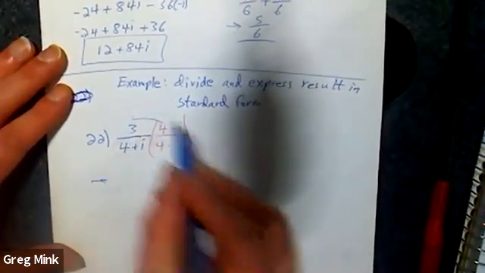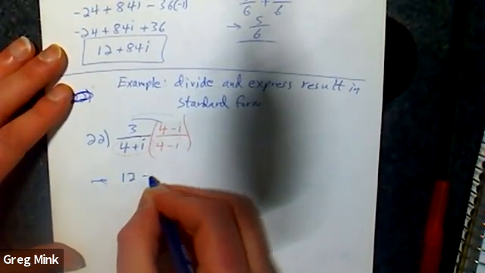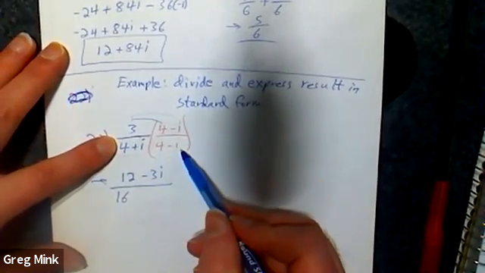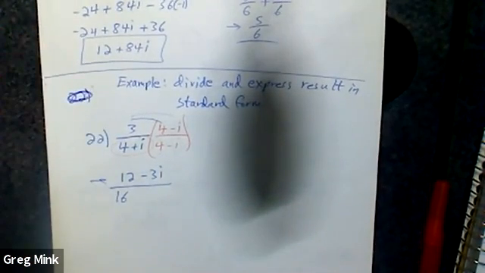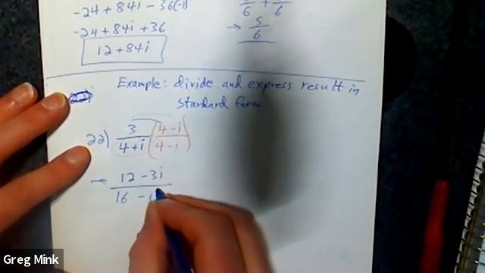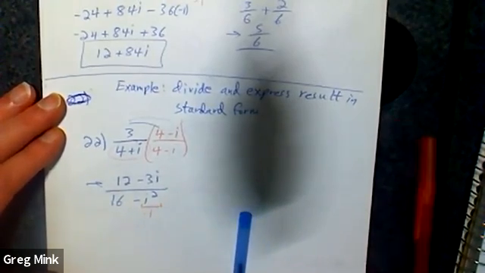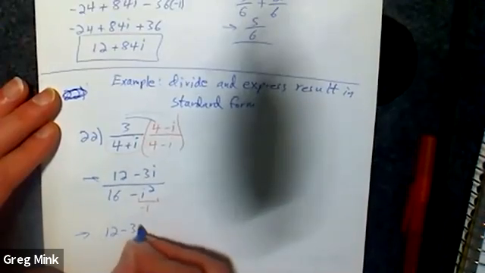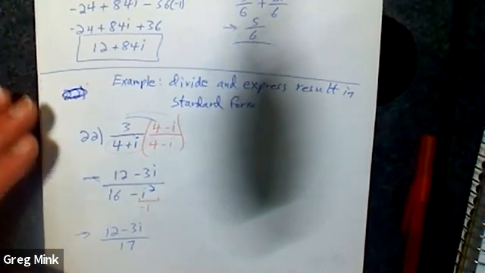Okay, here I distribute. This is a FOIL on bottom. On top, I get 12 minus 3i. On bottom, I get 16 from the first. Now, the outer is negative 4i. The inner is positive 4i. The i's have gone away. And then positive i, negative i, that's minus i squared. But keep in mind, i squared is -1. So what do I get? I get 12 minus 3i over, this would be 16 minus -1, or 17.